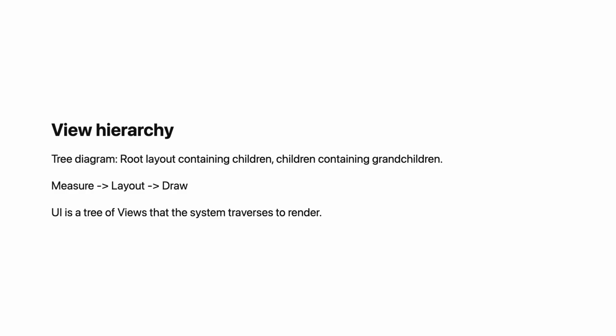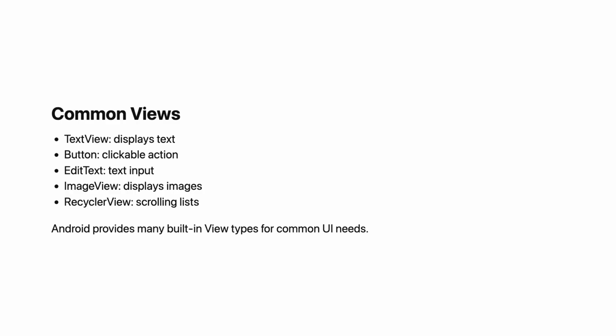Android provides many built-in views. TextView displays text, the most basic view. Button is a clickable element. Users tap it to trigger actions. EditText accepts text input. Users type in it. ImageView displays images from resources or network. RecyclerView displays scrolling lists.